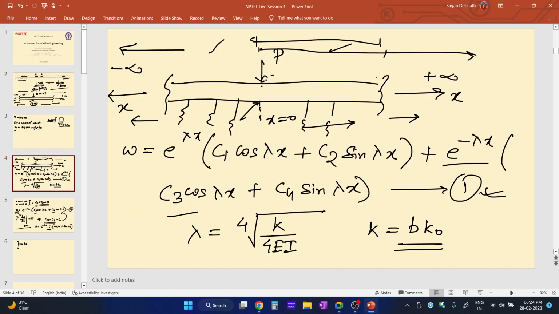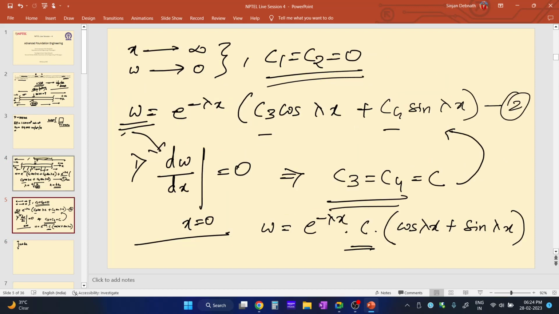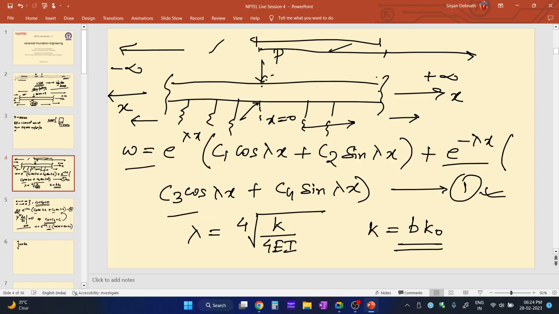So see, this is the beam. This is the general equation of deflection. This is not the equation for the infinite beam; it is the generalized equation of deflection. We need to apply the necessary boundary conditions in order to get the deflection for the infinite beam or semi-infinite beam and so on.